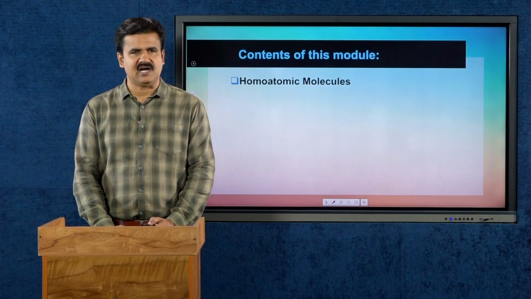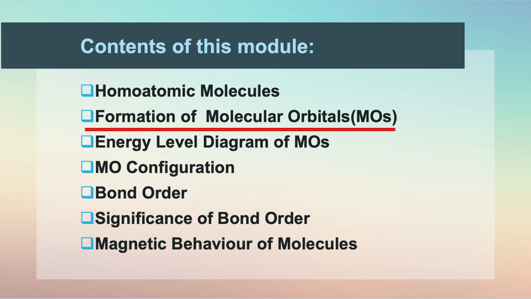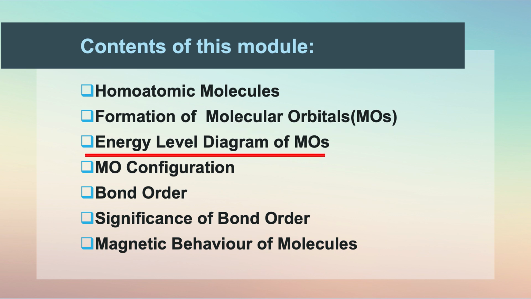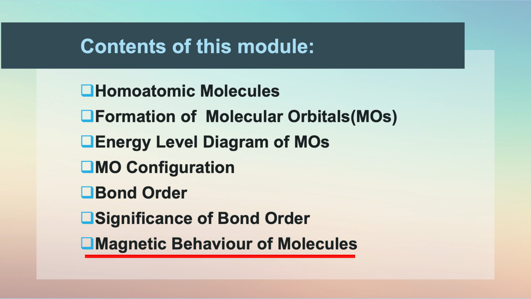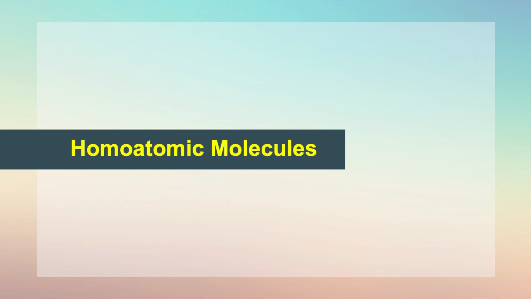Contents of this module are homoatomic molecules, formation of molecular orbitals or MOs, energy level diagram of molecular orbitals, MO configuration or molecular orbital configuration, bond order, significance of bond order, and magnetic behavior of molecules. First of all, we are discussing homoatomic molecules.